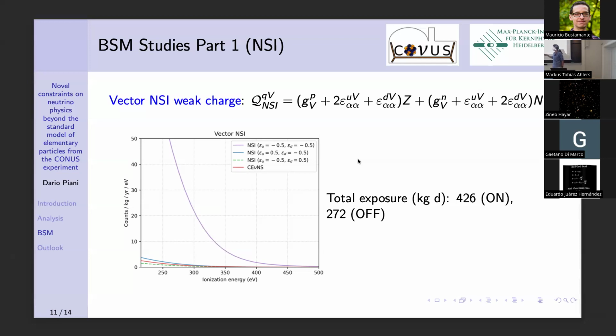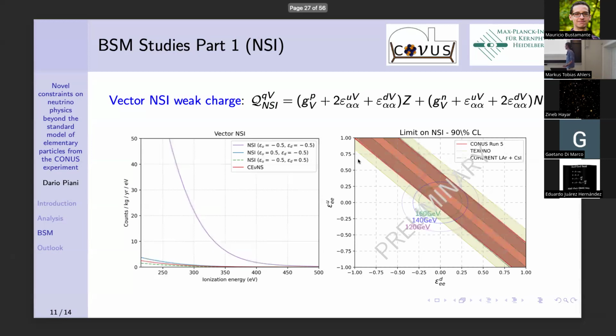In red, you have the CEvNS cross-section, and of course, if we had both negative parameters, we would get a huge cross-section. That is not the case, unfortunately. So this is the final result of the analysis. This is an exclusion plot.